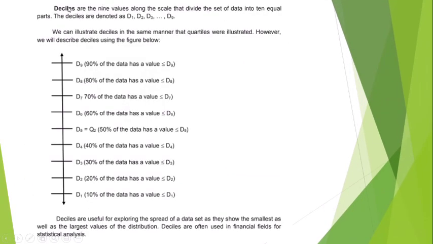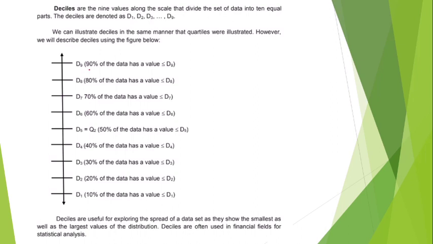So now let us proceed to deciles. When we say decile, it has 9 values along the scale that divide the set of data into 10 equal parts. The deciles are denoted as D sub 1, D sub 2, D sub 3 up to D sub 9. We can illustrate deciles in the same manner that quartiles were illustrated. However, we will describe deciles using the figure below.